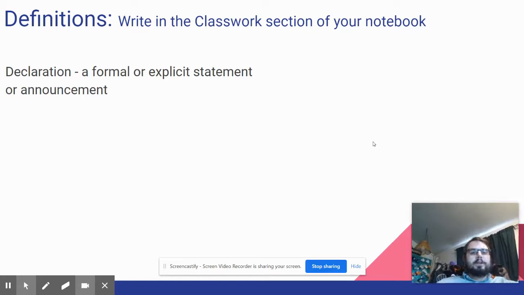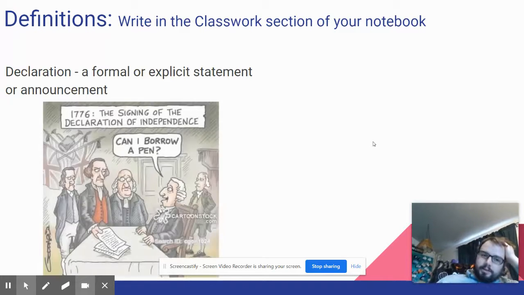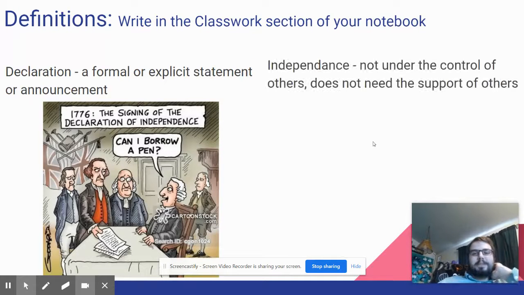So a declaration is a formal or explicit statement or announcement. Okay. So you're declaring something. You're making a specific statement, and it's a formal one, so it's official. Okay. Next, you have independence. What does independence really mean? Okay, it means you're not under the control of others, and you do not need, not want, but not need the support of others. Okay, so you can operate by yourself, and you're not being controlled by other people.